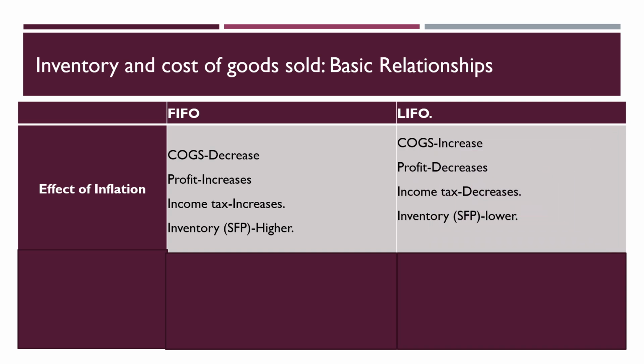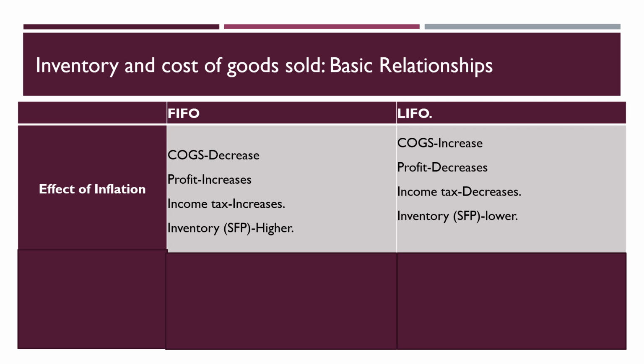In LIFO, when the costs are increasing, the recently acquired items are more expensive. This increases the cost of goods sold under the LIFO method and it will decrease the net profit. Due to the decrease in net profit, the income tax decreases. Since we are left with the earlier inventories, the value of unsold inventory is lower. Therefore, inventory reflected in the statement of financial position is lower.